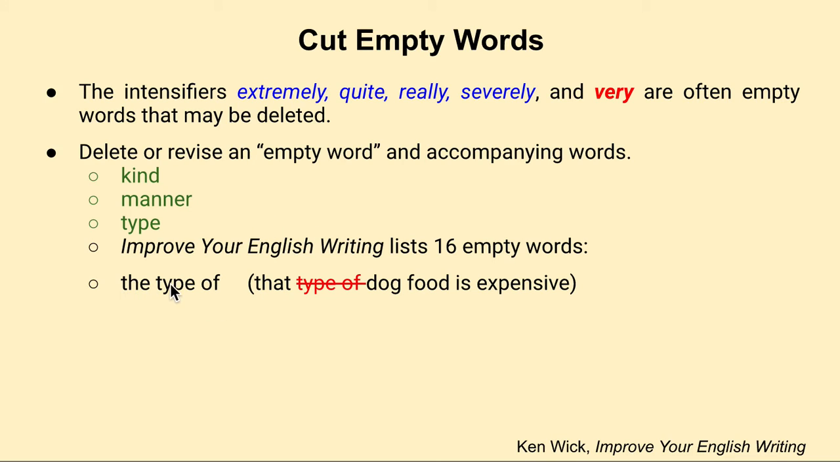So let's say you had the words "type of." Let's say a portion of the sentence read, "that type of dog food is expensive." Remember I said type is an empty word, or signals an empty word. It's not always an empty word, but it signals one. And look, you can just cut this right out. You can cut out "of" as well, a preposition that's an accompanying word. So "that type of dog food is expensive" can be shortened to "that dog food is expensive."